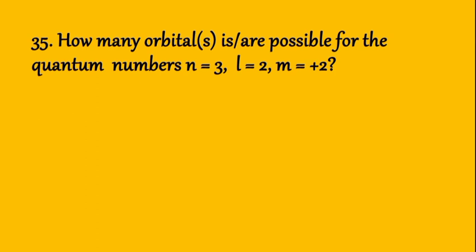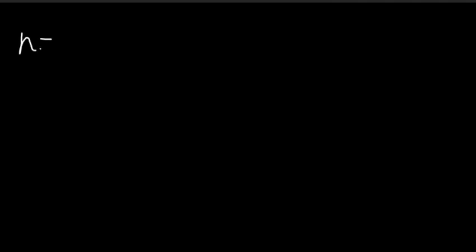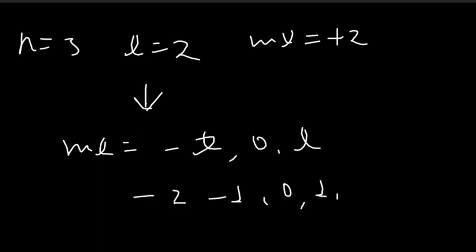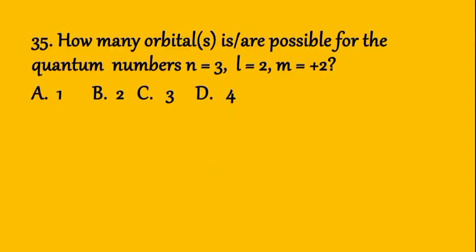Question 35: how many orbitals are possible for the quantum numbers n3, l2, ml plus 2? Given n3, l2, ml plus 2, how many orbitals are there? ml ranges from -l through 0 up to l, so -2, -1, 0, 1, 2. The plus 2 is only one orbital. So the number of orbitals is 1, and the answer is A, 1 orbital.